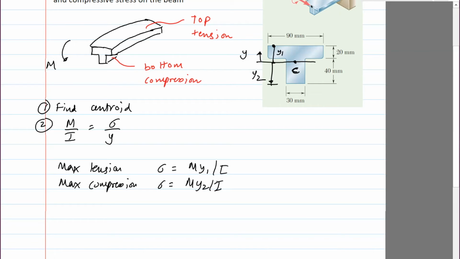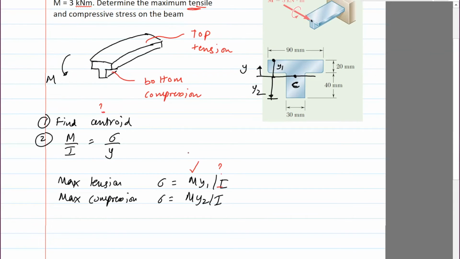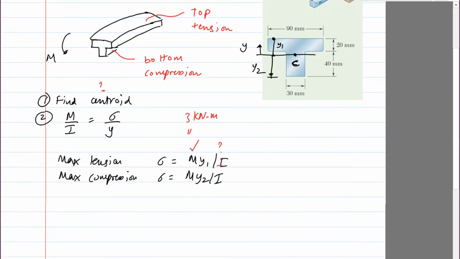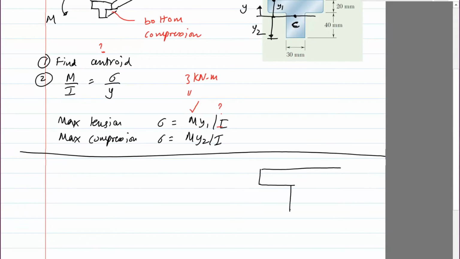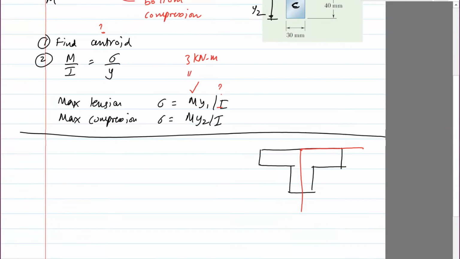So you just have to figure out, we don't know the centroid, we don't know I, we know M, it's given to us, 3 kilonewton meter, and then Y1 and Y2 are unknown because we don't know the centroid. So let's find the centroid first, and then find I, and then Y1, Y2 are kind of easy. So how do you find the centroid? Well, let's draw the geometry and choose an origin. This is probably a review of how to find the centroid of composite sections.